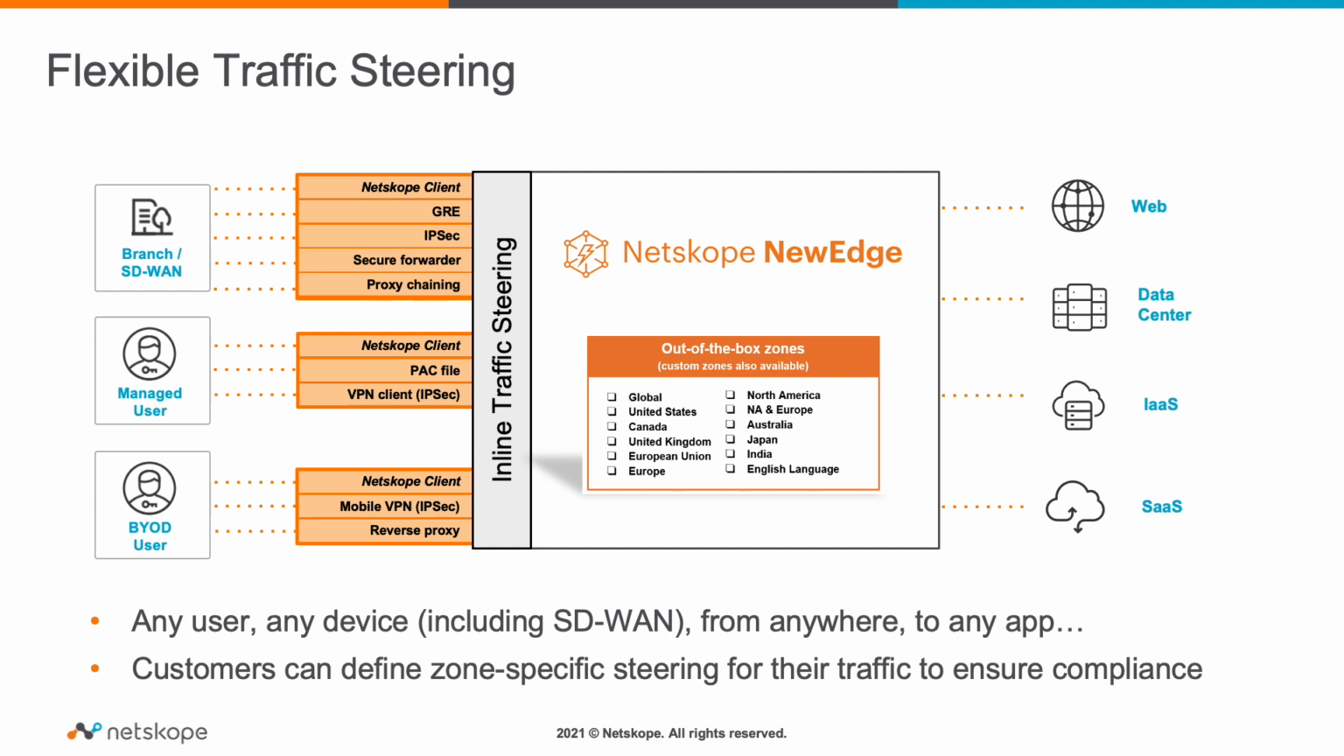A lightweight steering client can be deployed on managed endpoints, ensuring that visibility, control, and protection follows the user everywhere they go. There are also deployment options for protecting mobile and unmanaged devices. And finally, there are several options for steering traffic from branch offices, headquarters, including seamless integration with SD-WAN solutions. Now let's take a look at a few of these deployment options in more detail.